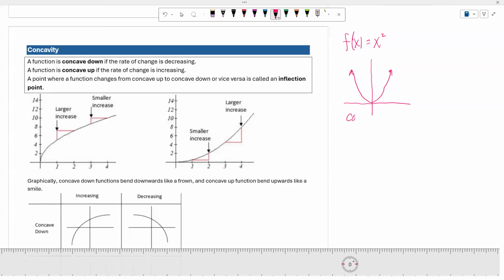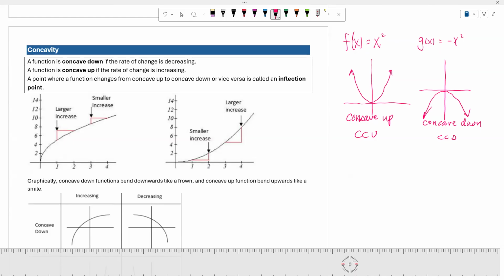I'm using CCU to represent concave up. And if g of x equal to negative x squared, then in this case, of course, the function g is open down, so this one right here is concave downward. So I'm using CCD. This is the idea about the concavity of functions.